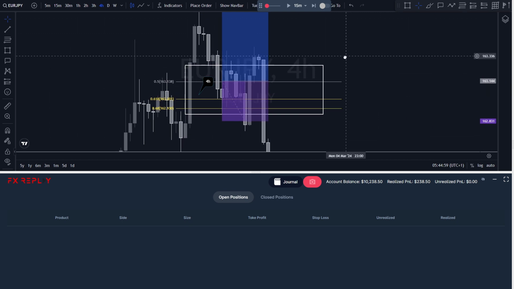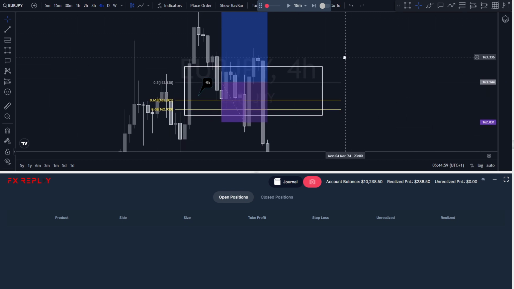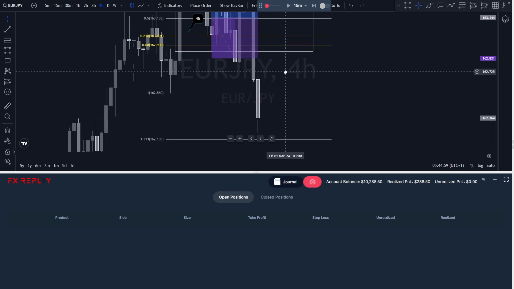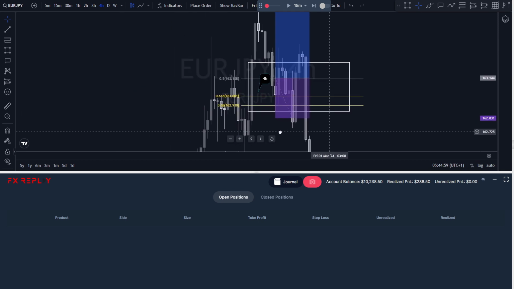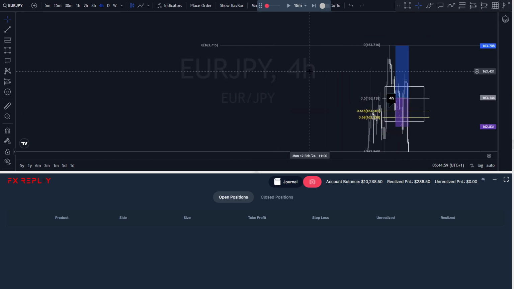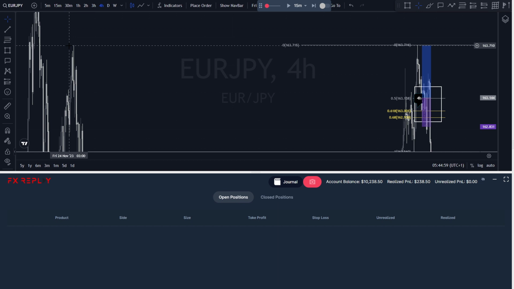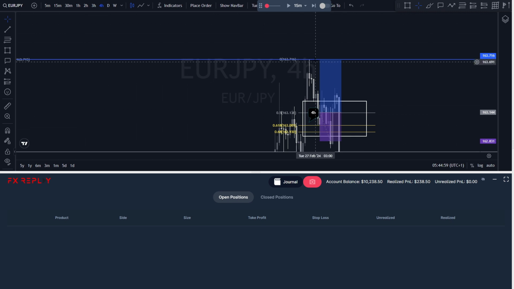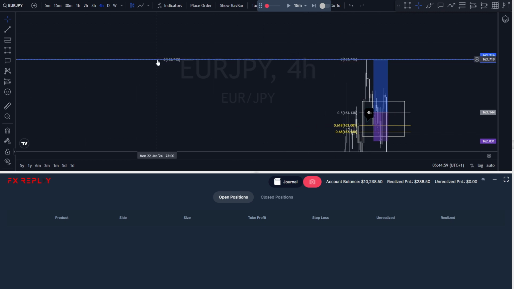Price completely stopped me out. At first I thought it was because my stop loss was too tight, but price completely went down. And the reasons as to why I lost, well, there is this liquidity area right here, but price didn't take out this area of liquidity.